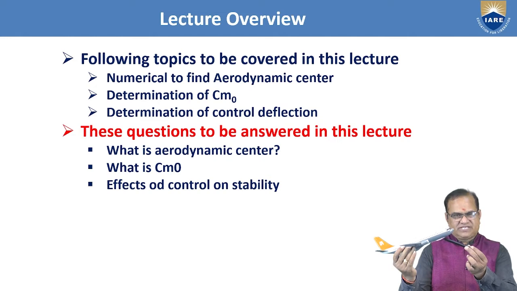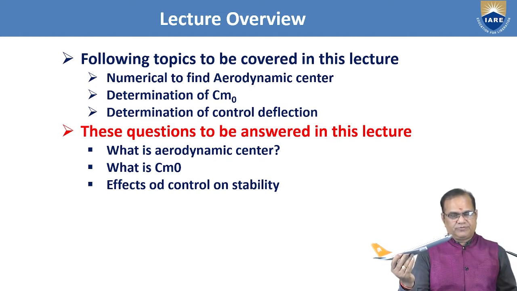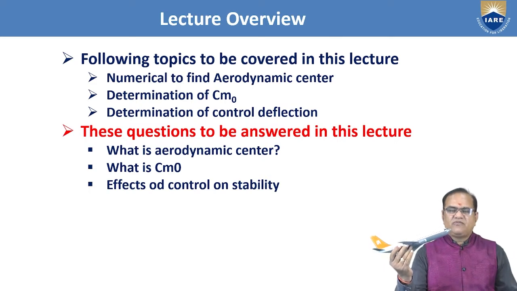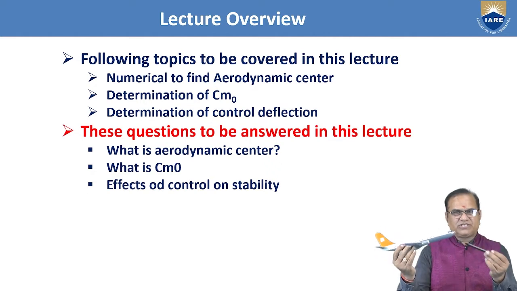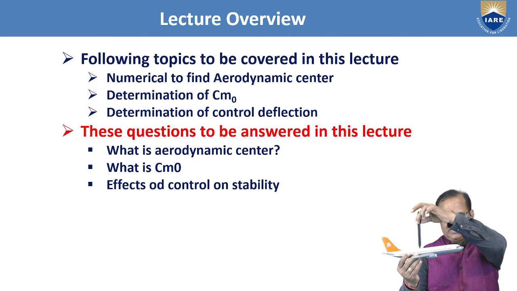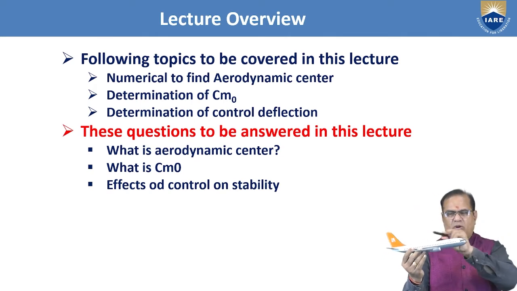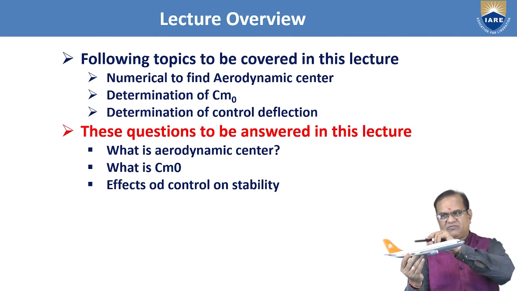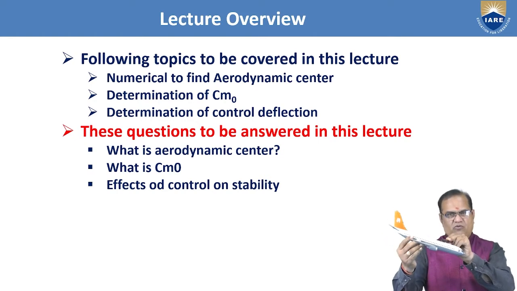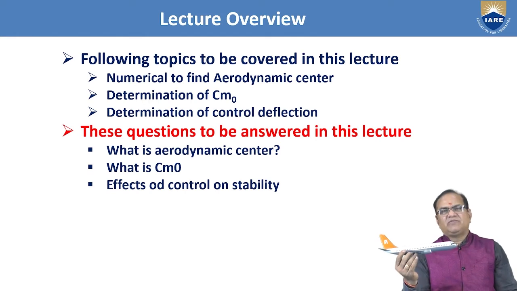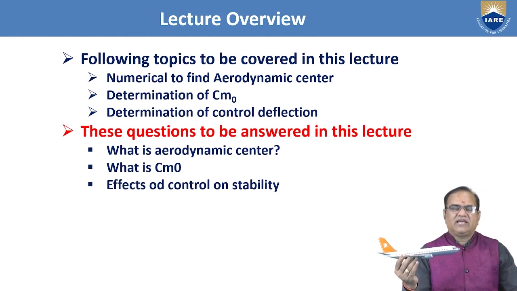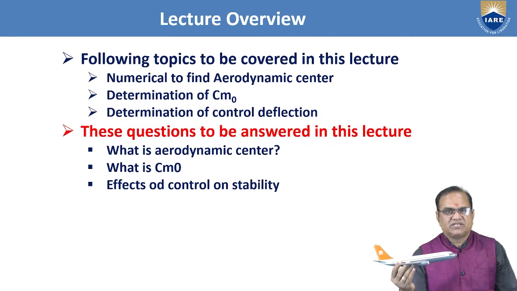And if this disturbing wind is removed, and the nose of the aircraft tries to come back to its original position like this, and if the AC is behind the center of gravity, the moment will be in the anti-clockwise direction, from this side to this side, and the nose will go down. So we can say that if this type of condition is there, the aircraft is longitudinally statically stable.